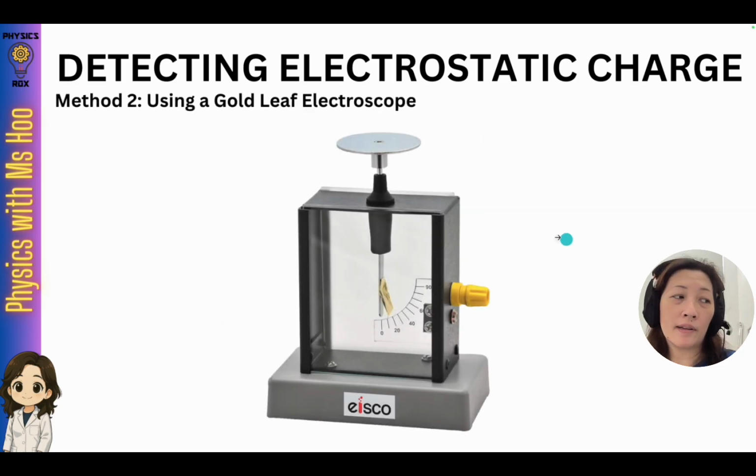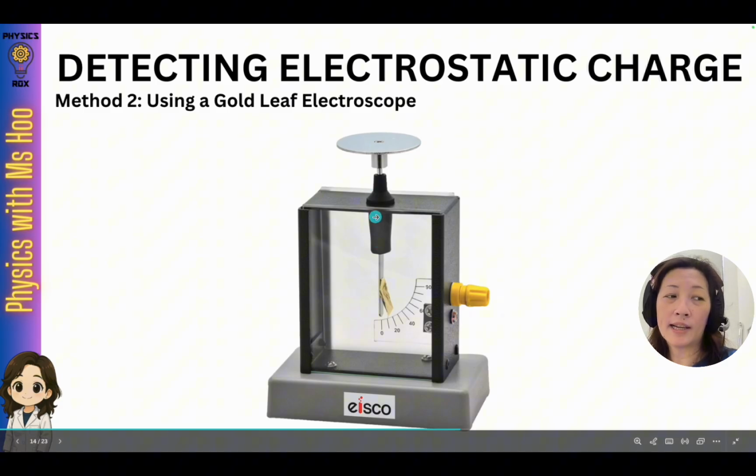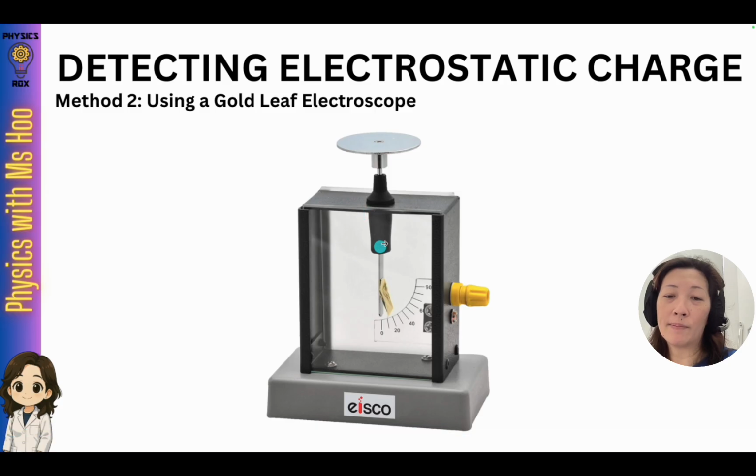Now another method that you can use is to use a gold leaf electroscope. So what's a gold leaf electroscope? You would find this in a school lab. The gold leaf electroscope basically is made up of a metal disc outside and it's connected to a metal strip that's inside a glass chamber. So normally the chamber is necessary to prevent outside charges from interfering with the metal strip inside.